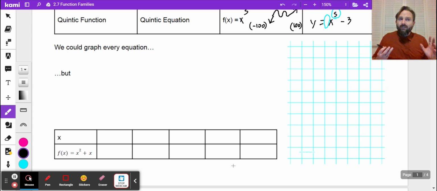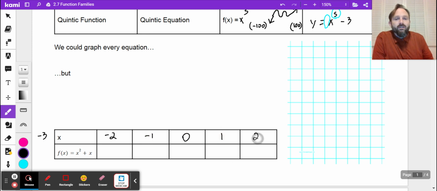So we can graph every equation. I'm going to show you some points right here. I'm going to plug in negative 2. I'll plug in negative 3 over here. I'm going to plug in negative 1. I'm going to plug in 0, 1, and 2. I'm going to show you the work, but I'm going to pause it so you don't have to see the 2 to 4 extra minutes I'm going to do with this. But I'll show the work.